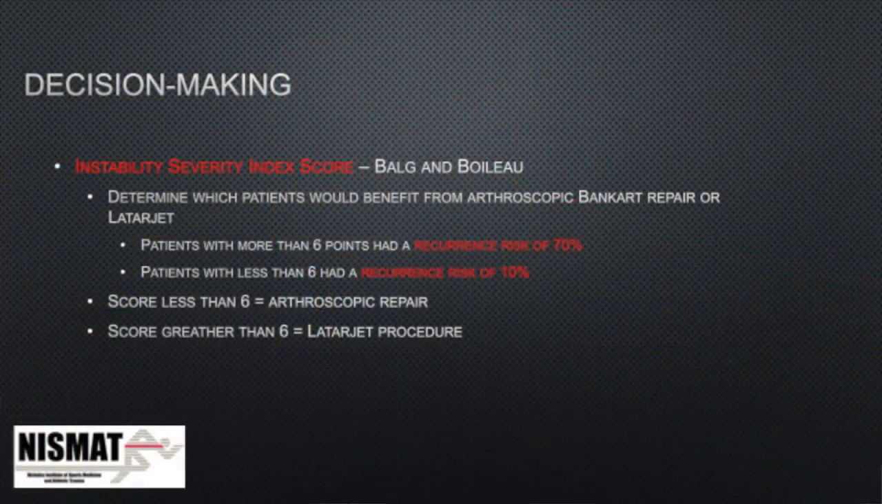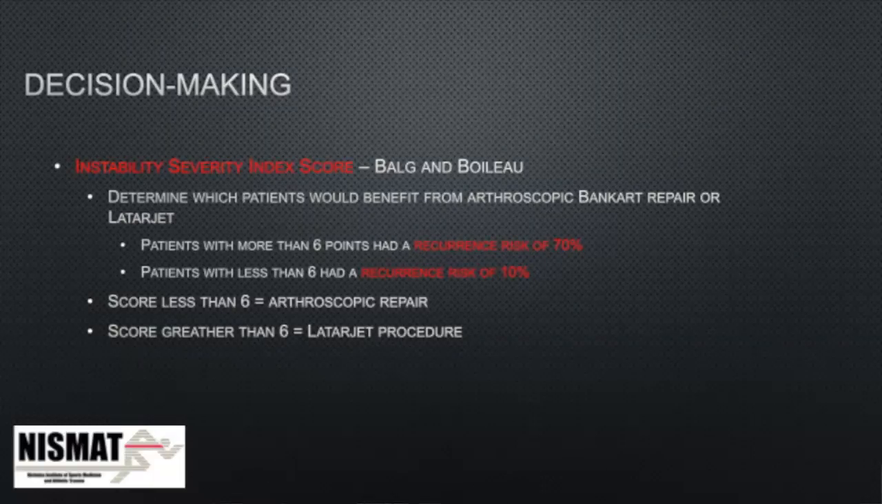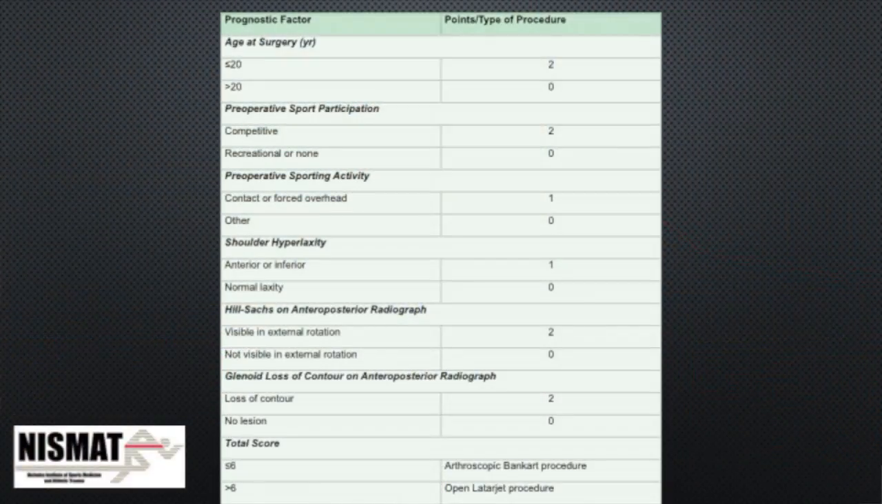So let's go through the decision-making a little bit. Pascal Boileau has described his way of approaching patients with instability, and he calls this the ISIS index. ISIS has taken on a whole new meaning, and this was not in existence when he wrote this index, but what he does is look at a number of different factors and decide what the important factors are to determine whether someone should undergo an arthroscopic procedure or some type of open procedure. In Pascal Boileau's evaluation, he looks at the age at surgery, patients under 20 years old versus over 20 years old.